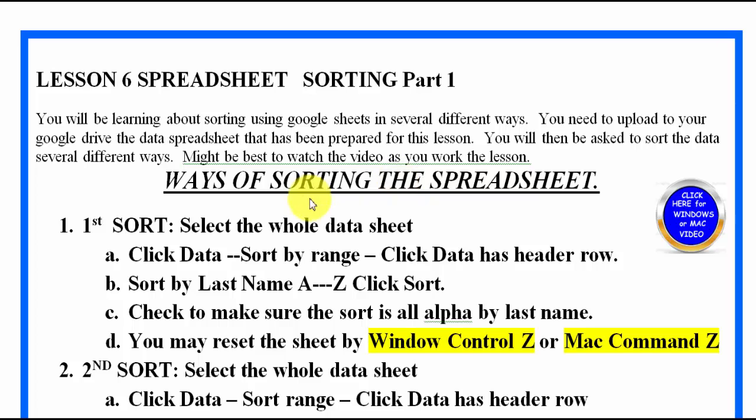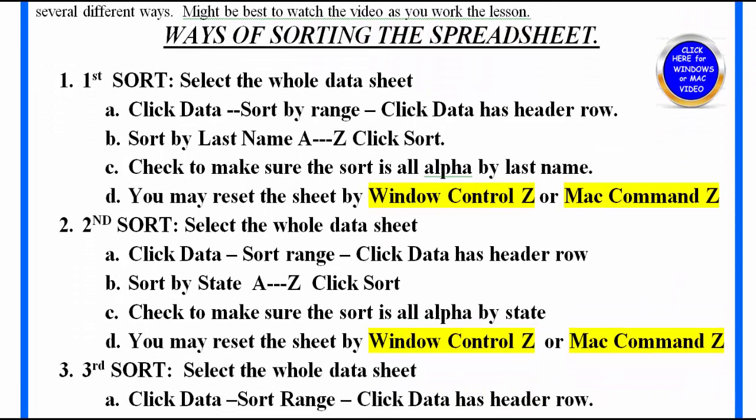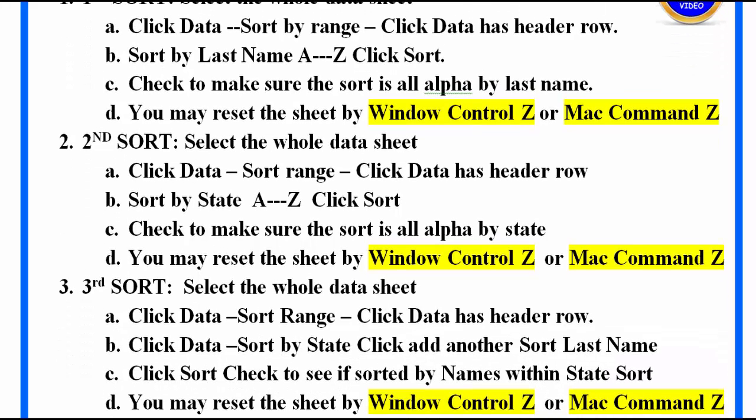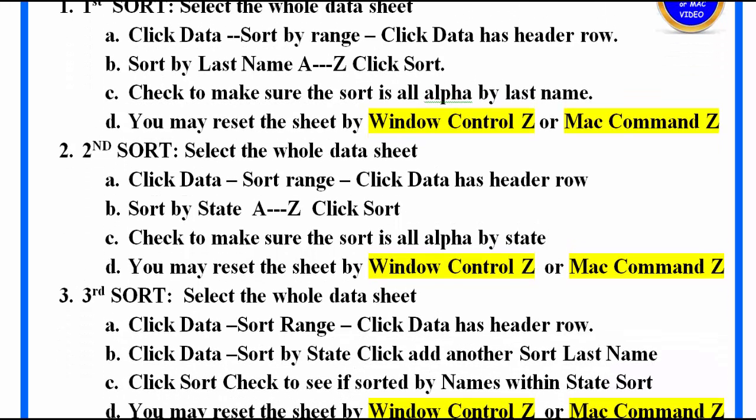Well, first of all, ways of sorting. You'll notice that we provided for you several different sorts, 3 to be exact. Those are the basic ones. And later on, we'll go to Part 2 and show you different types of sorts.